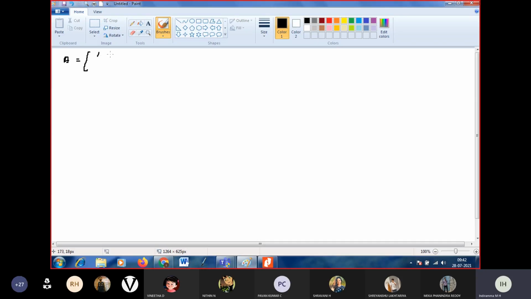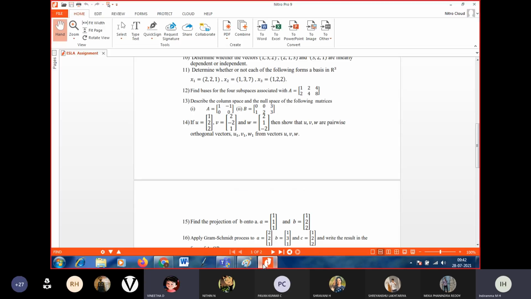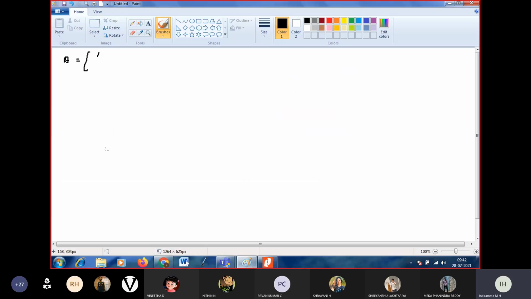The matrix is 1, 2, 4, 2, 4, 8, 2, 4, 8. So this is the first pivot element, right? Make this element 0 first. So R2 changes to R2 minus 2R1.